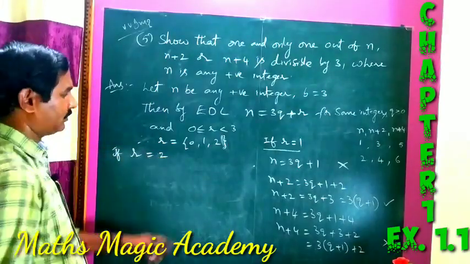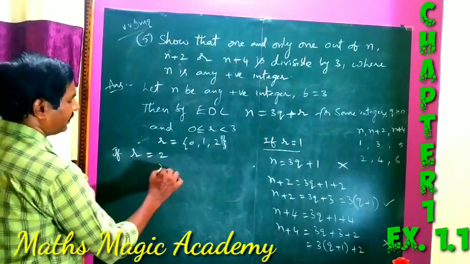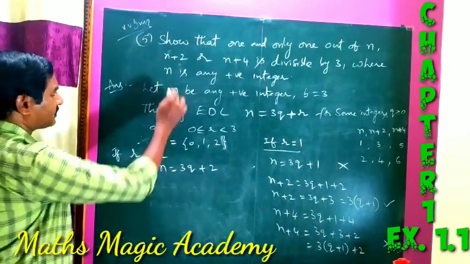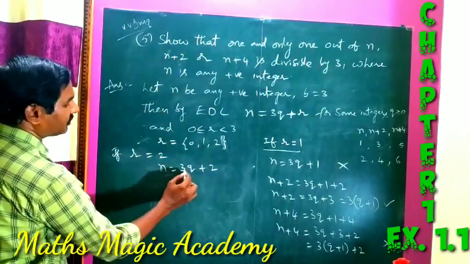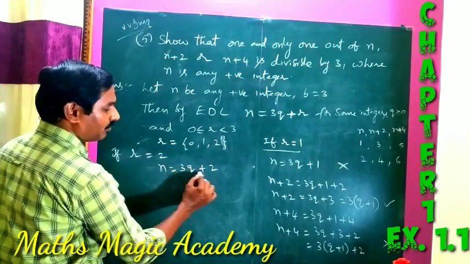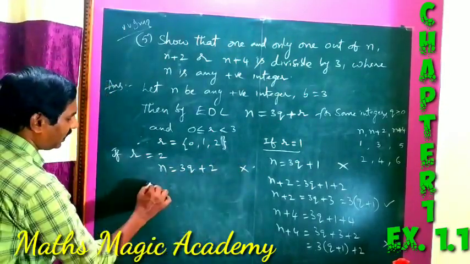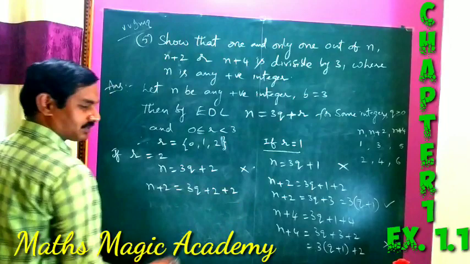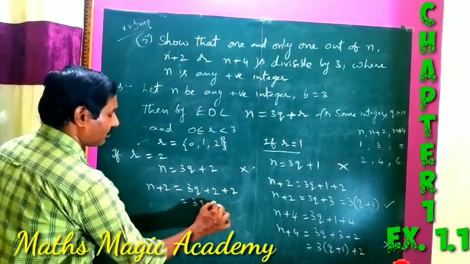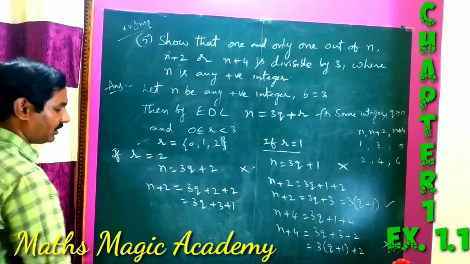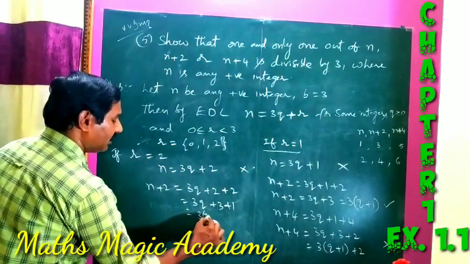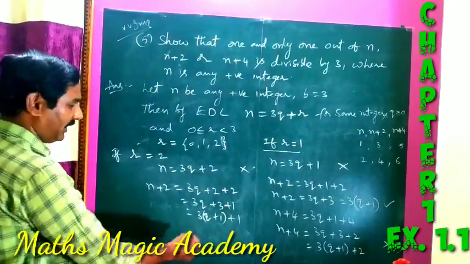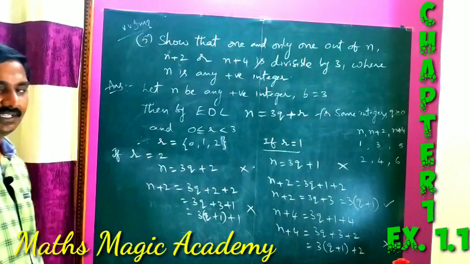If r equals 2, what will happen? n equals 3q plus 2. For this we have to check n equals 3q plus 2. Here 3 into q plus 2, so it is not divisible. Next we have to add 2 on both sides. n plus 2 is 3q plus 2 plus 2. So what are we going to get? 3q plus 3 plus 1. So it is in the form of 3 into q plus 1, again plus 1. So it is also not divisible by 3.